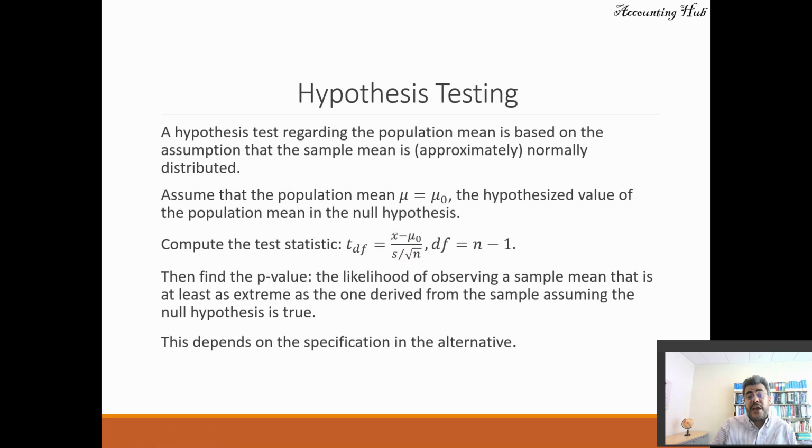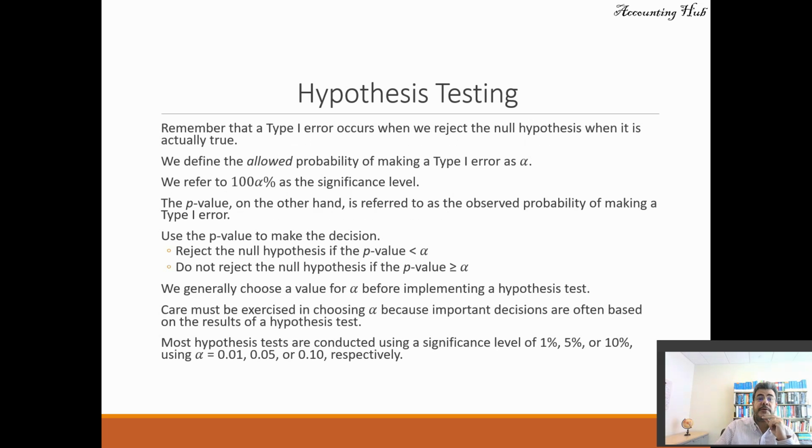Then find the p-value, the likelihood of observing a sample mean that is at least as extreme as the one derived from the sample, assuming the null hypothesis is true. Huge math formula, but we will go on Excel. And this depends on the specification in the alternative.